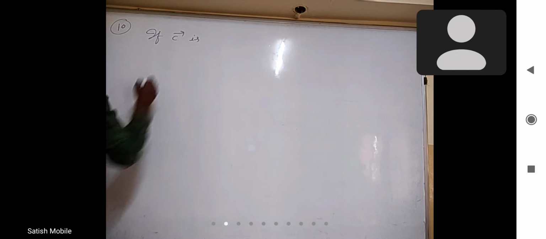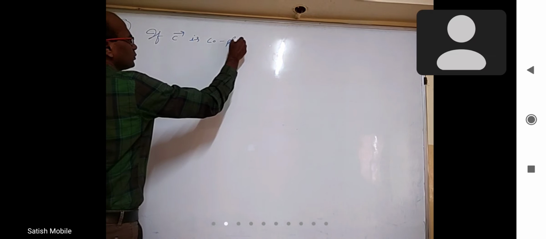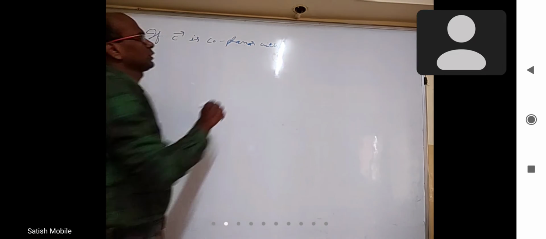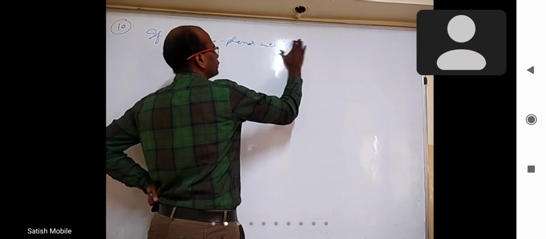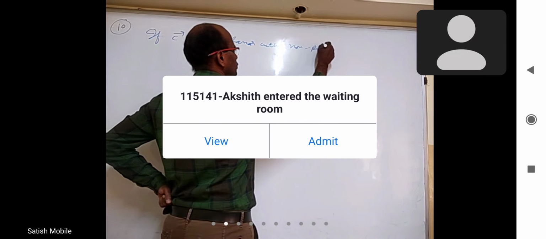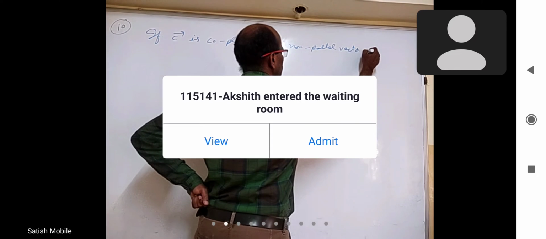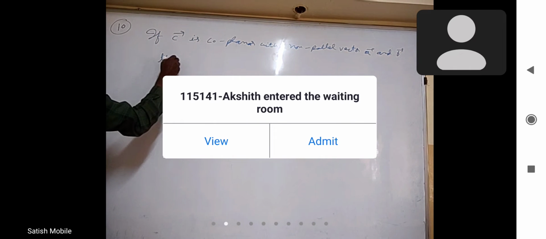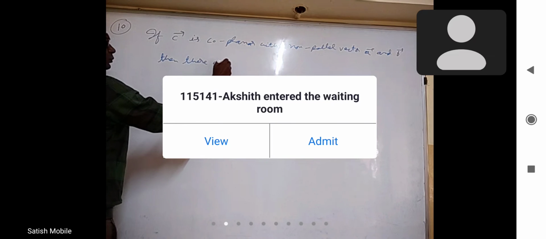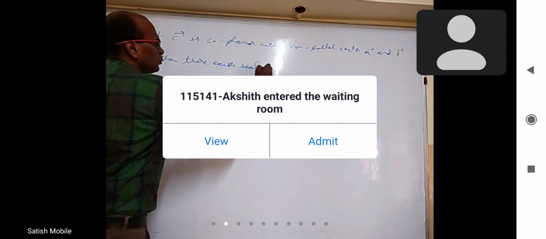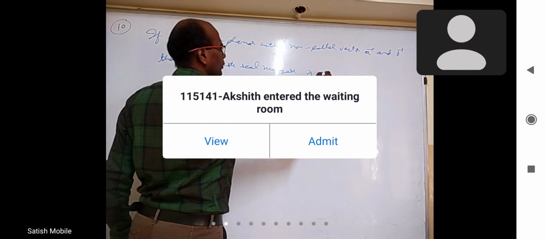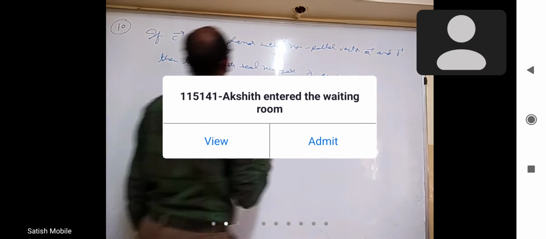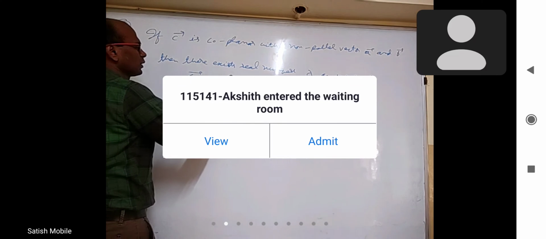If C bar is coplanar with A bar and B bar, with non-parallel vectors A bar and B bar, then there exist real numbers lambda, mu such that C bar is equal to lambda A bar plus mu B bar.